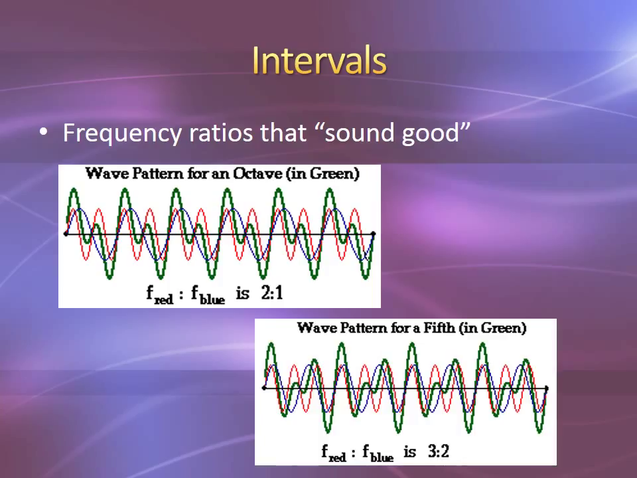Another example is a fifth. On a violin, your strings are tuned a fifth apart, and your frequency ratio for those is 3 to 2. So here it's a little more of a complex pattern, but you can see that the green line there is still periodic and repeating, so it sounds good in our ear.